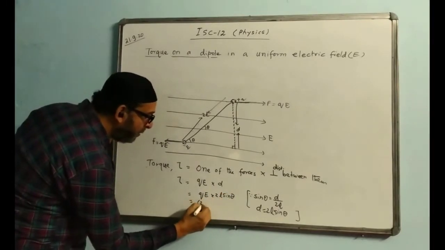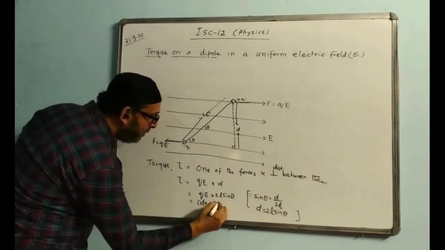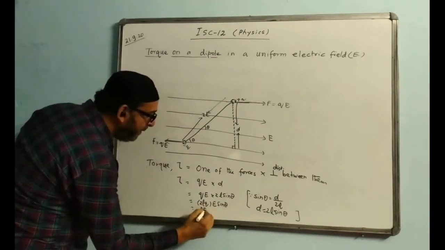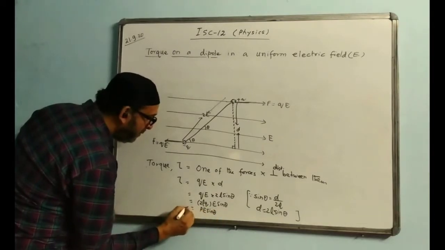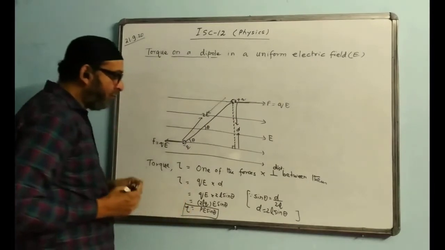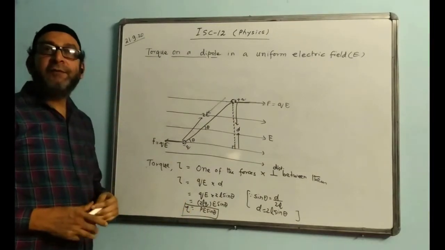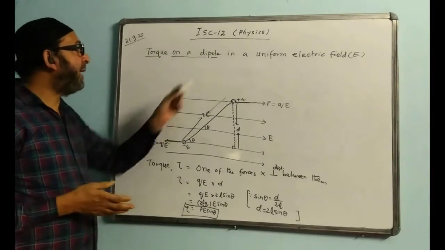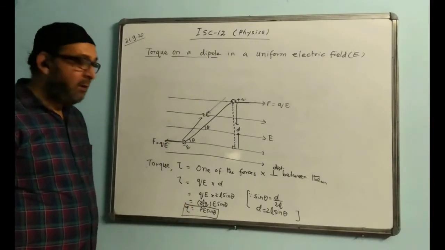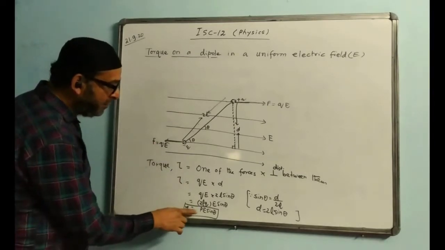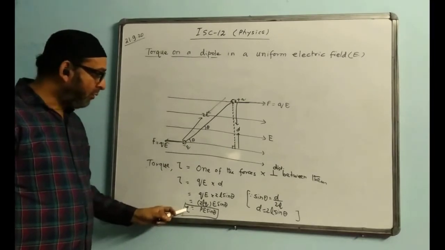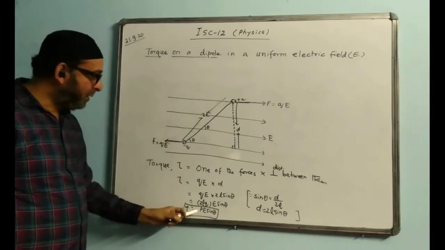So torque is Q into 2L into E sin theta. Since 2QL is the dipole moment P, the torque is P E sin theta. This is the formula for the torque on a dipole. Whenever we deal with a dipole, P will be a common factor, and in every formula you get P always coming there. The torque on a dipole in a uniform electric field is P E sin theta.